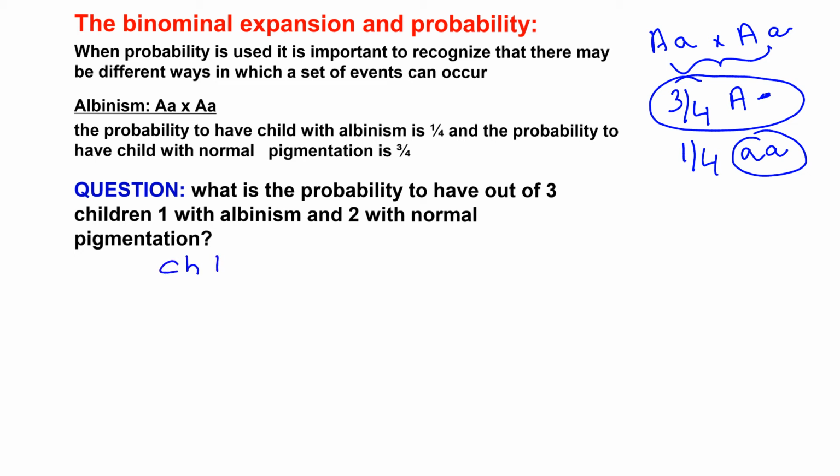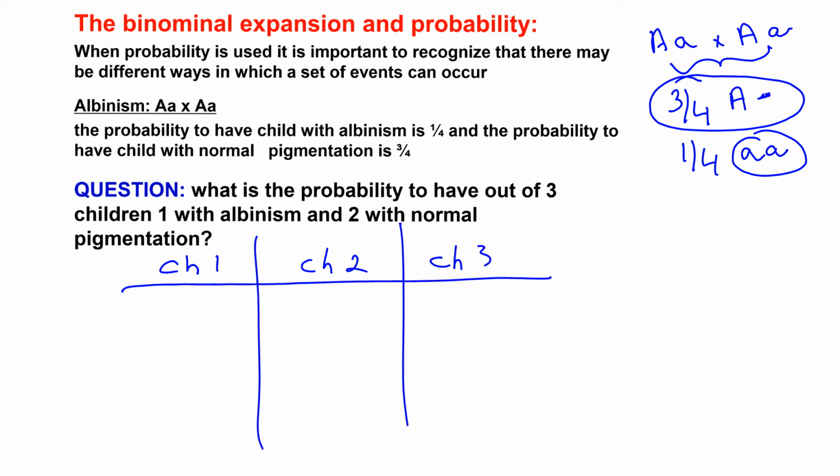You can have a scenario where the first child is albino, the second is normal, and the third is normal. Or the first child is normal, the second is albino, and the third is normal. Or the first is normal, the second is normal, and the third is albino. So you have to calculate the probability for each scenario to happen.